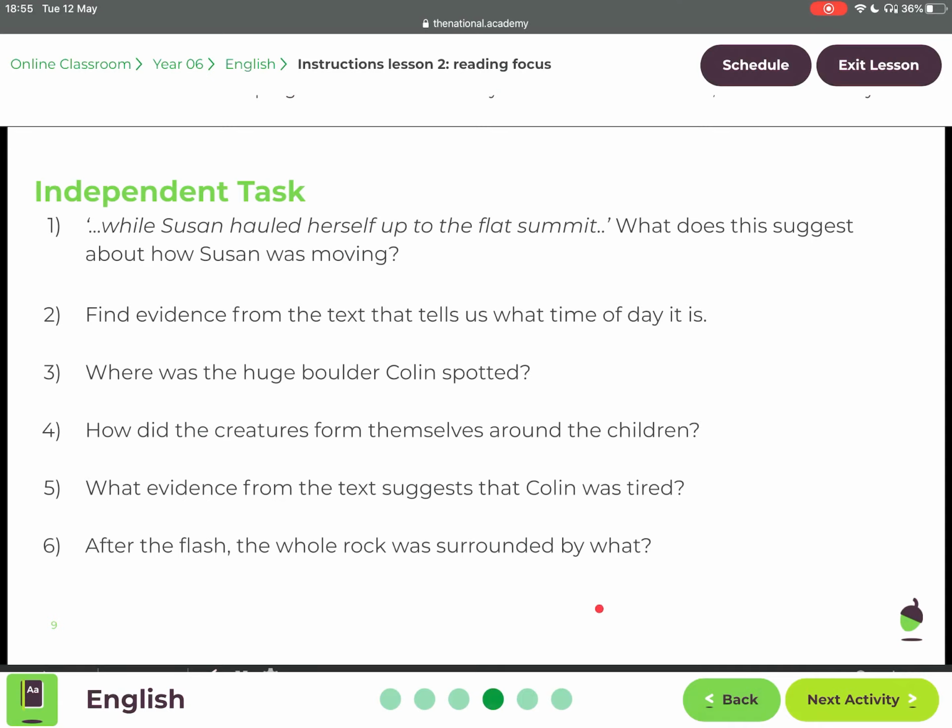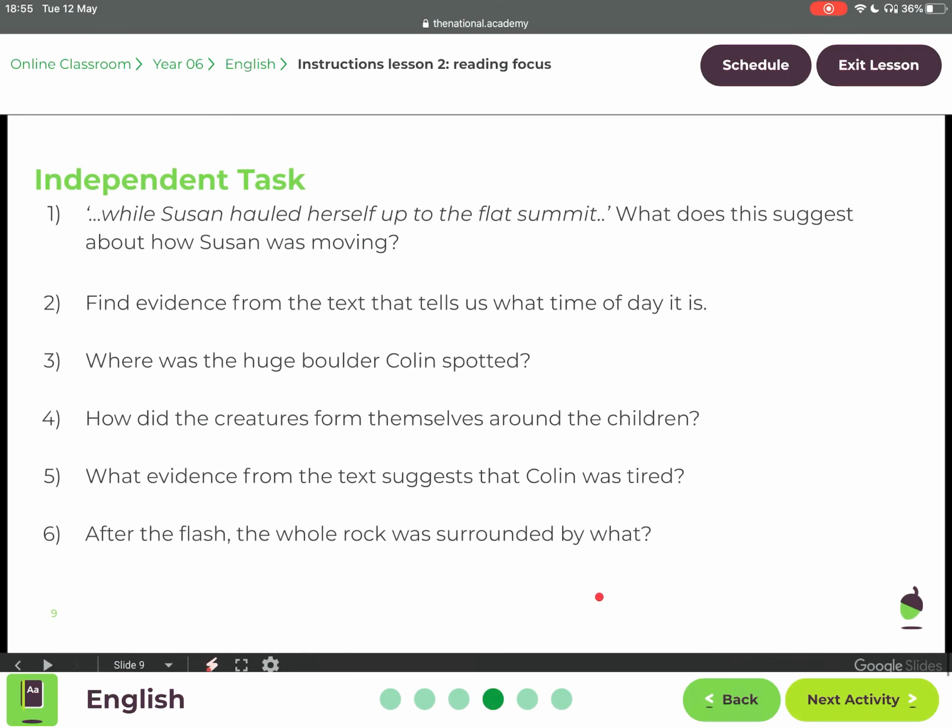Question 2, find evidence from the text that tells us what time of day it is. So there is a bit in the text that says the rising moon shone. So that would mean it was nighttime or evening. Where was the huge boulder Colin spotted? It was sticking out of the swamp a little way up the hill.